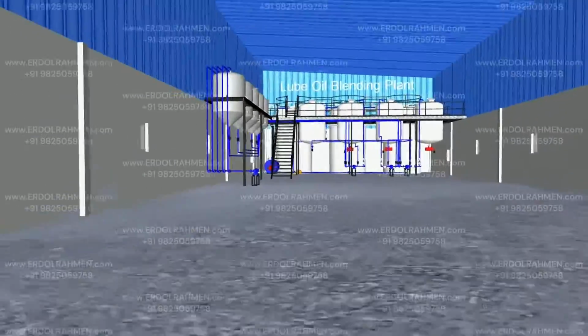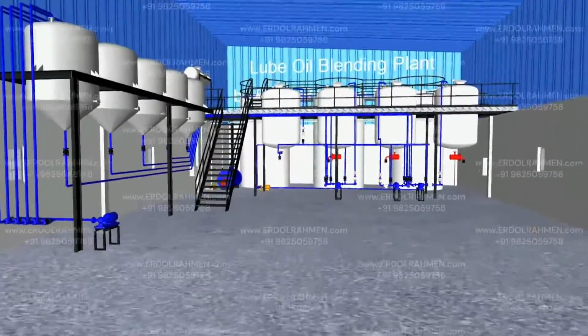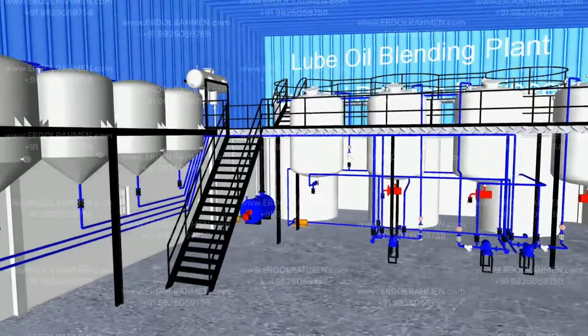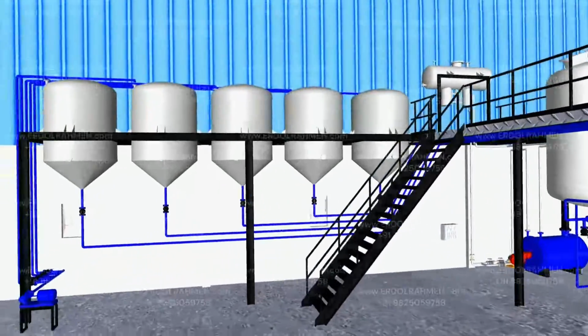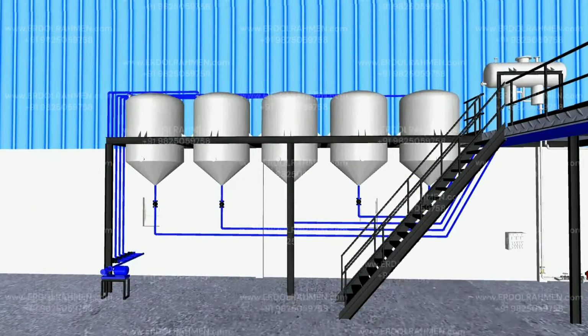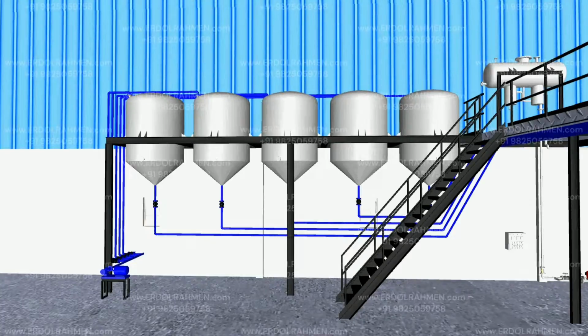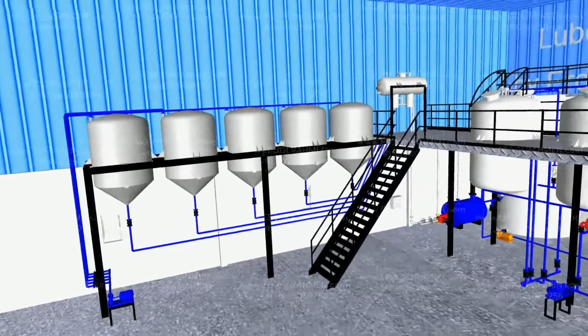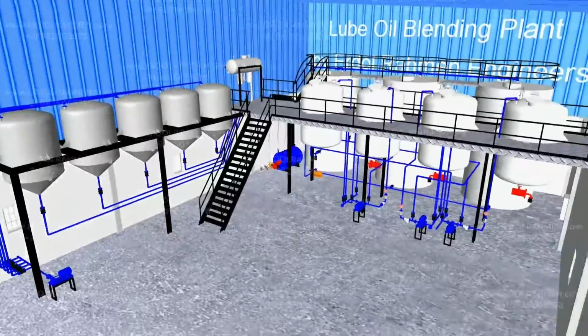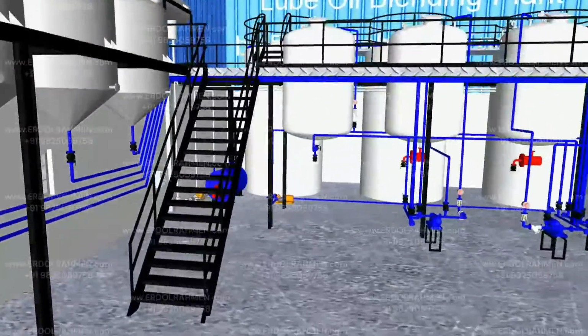Let's have a look inside the shade. This is the plant for making lube oils. These are storage tanks in which additives for making different lube oils like engine oil, gear oil, hydraulic oil are stored. Let's have a look at the equipments.